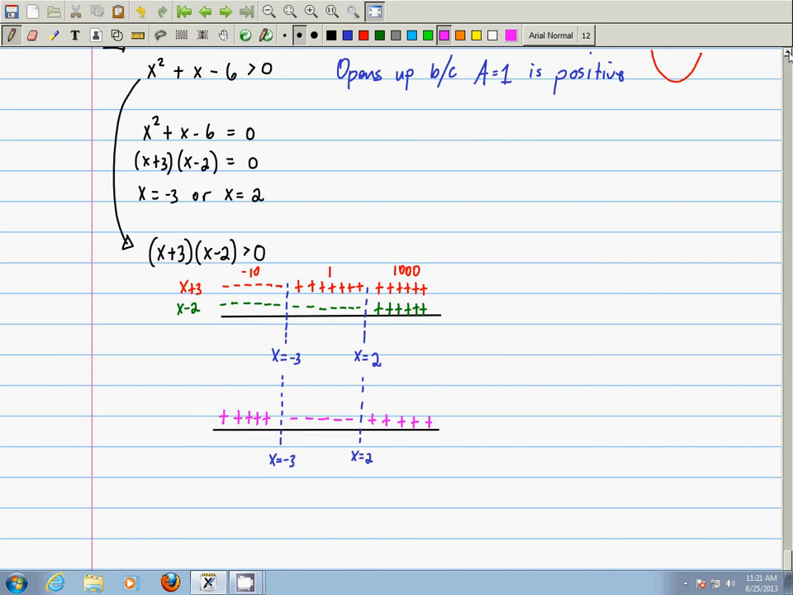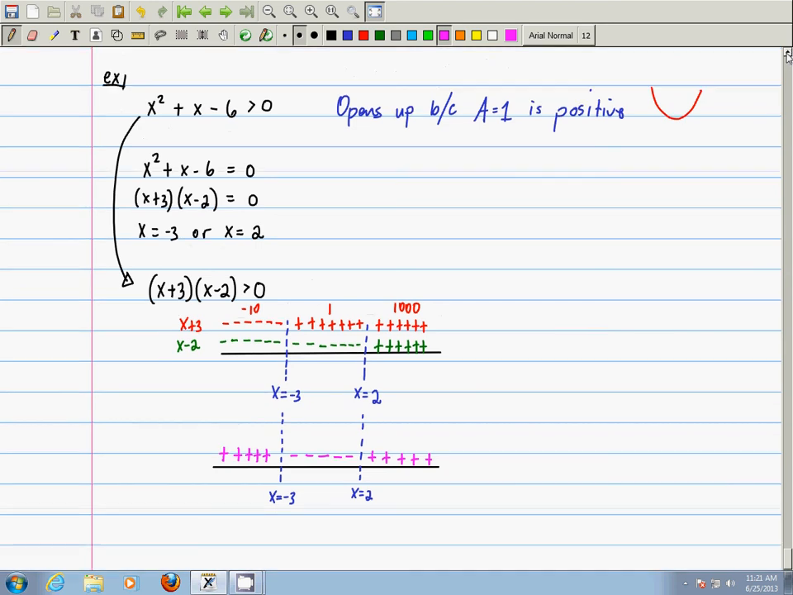Okay, so we wanted to know when the quadratic, if you look at the top of the question, was what? Was positive. We wanted to know where it is positive. So now have a look at the last chart that we made. Where is it positive? To the left and to the right.